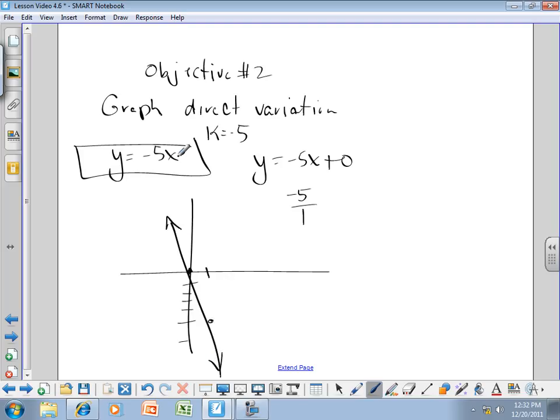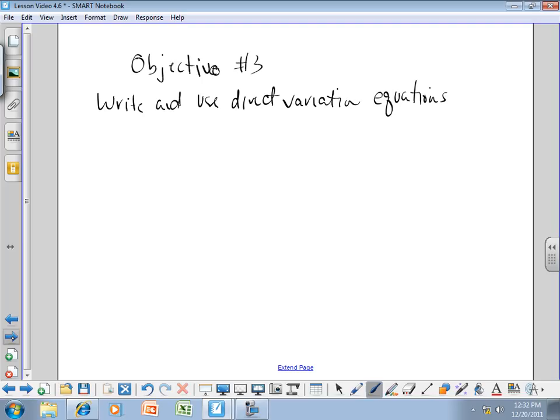So when you graph direct variation, you will get straight lines just like when we were graphing slope-intercept form, and you can do it the same way as you did slope-intercept form. The only difference is that here, the y-intercept will always be 0. Okay? That's how you graph direct variation.